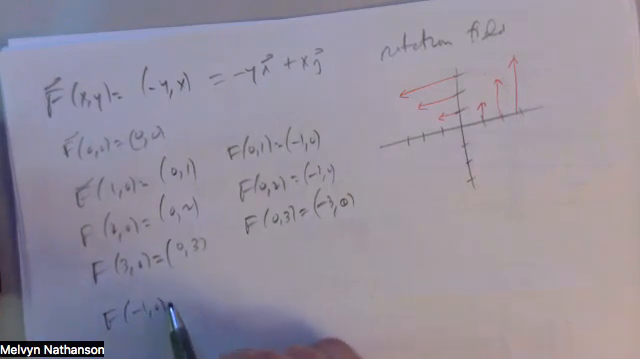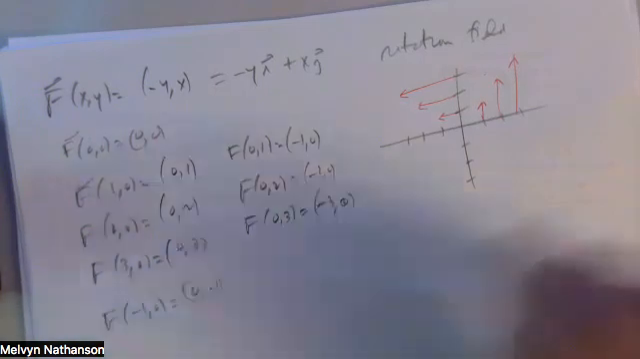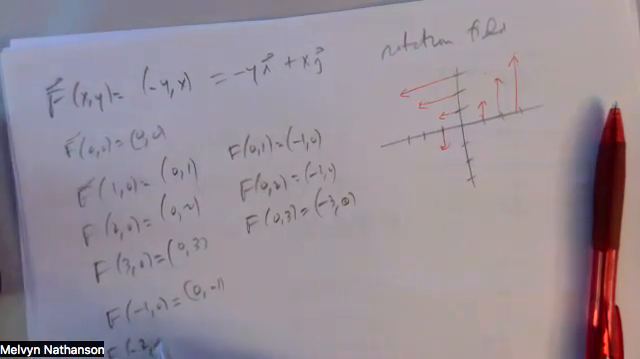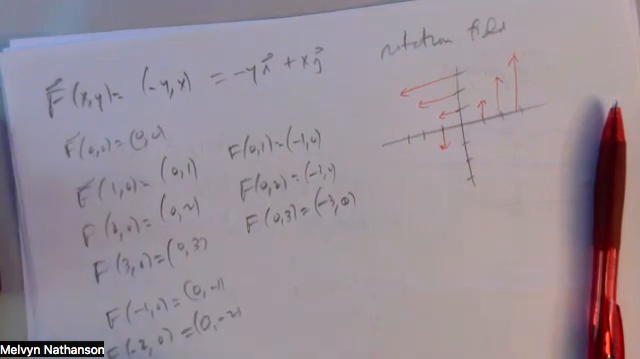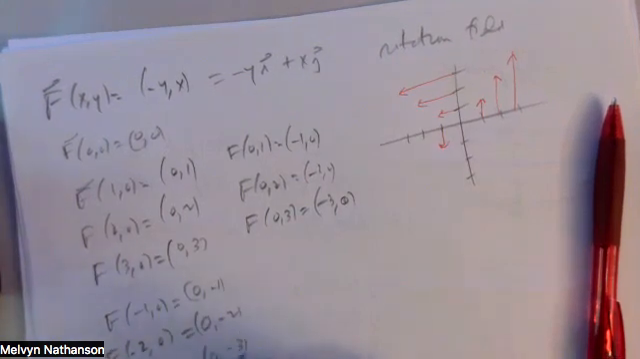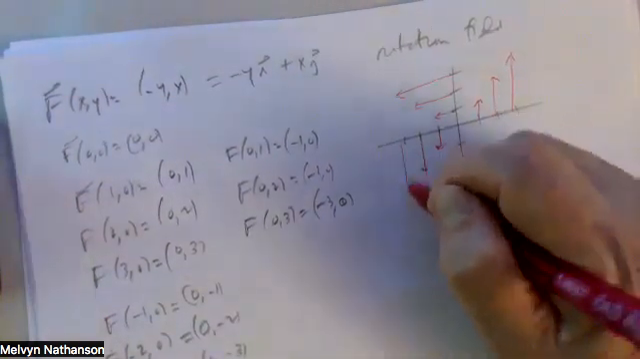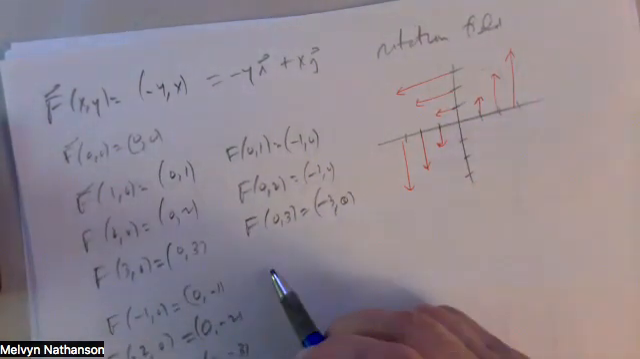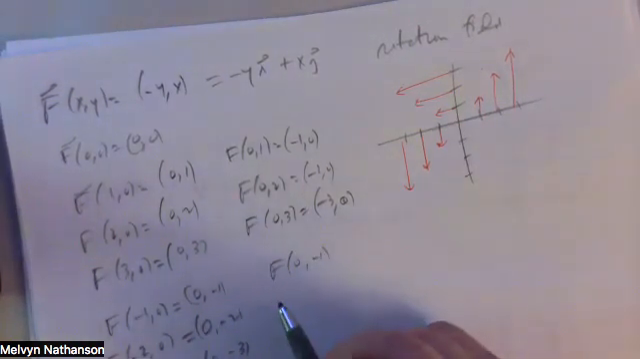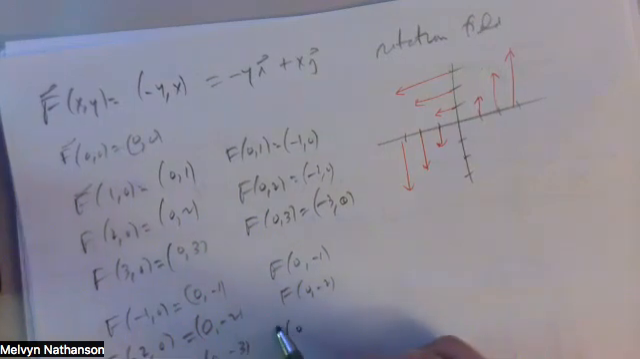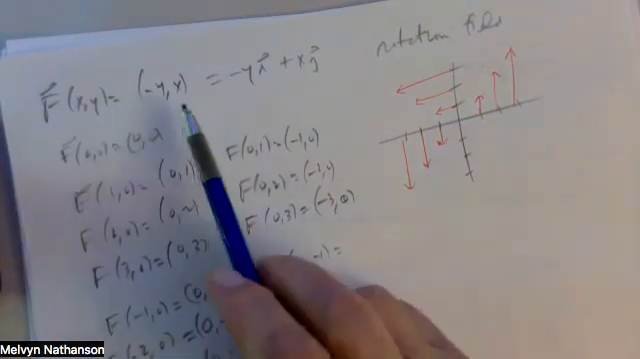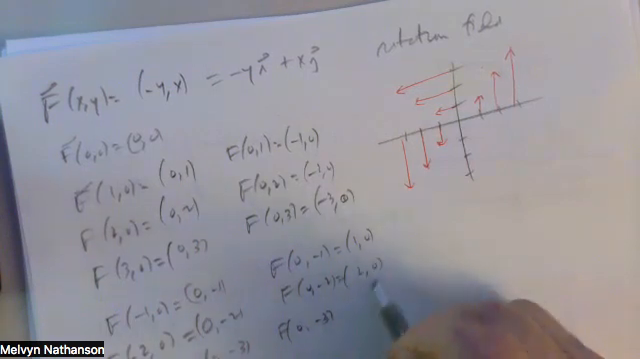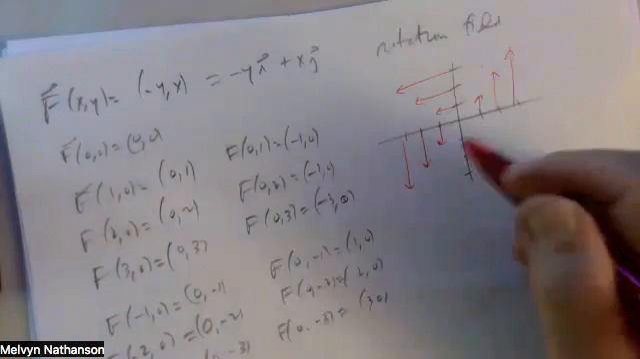What about down here? f of minus 1, 0 is 0, minus 1. That's going straight down 1 unit. f of minus 2, 0 is 0, minus 2. And f of minus 3, 0 is 0, minus 3. And on the negative y-axis, when x is 0 and y is minus 1, minus 2, or minus 3, f is 1, 0, then 2, 0, and 3, 0. These vectors look like this.